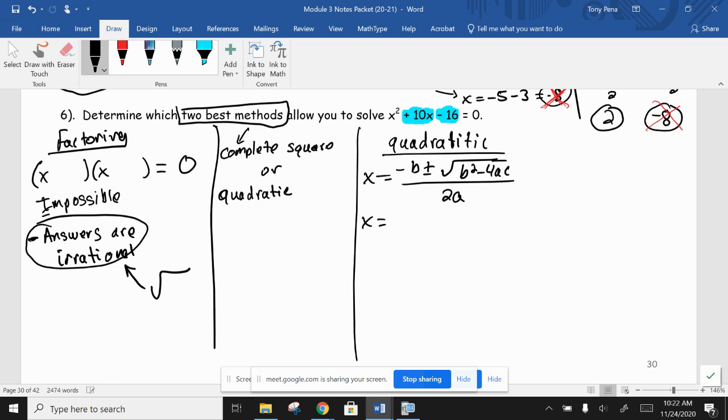All right, so B, if we look up at our equation here, should have been that positive 10. So if I want the opposite of B, that would be a negative 10, plus or minus 10 squared, and then minus 4 times A. A would have been the 1 right here in front of the square term. C should have been the negative 16 right there. And then all over 2 times A, which is a 1.